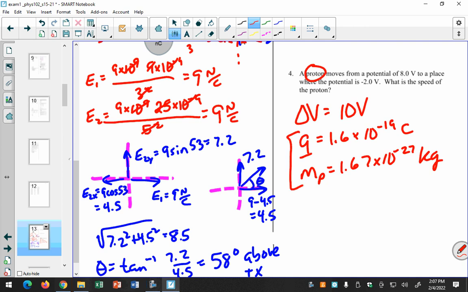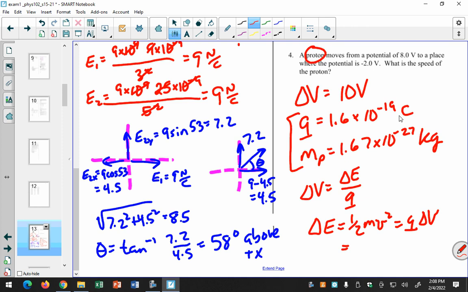And then remember that a potential is equal to a change in energy over a charge, energy per charge, so delta E over Q. So if I want to know my change in energy, which is going to be 1/2 mv squared, is equal to Q times delta V. So now, I'm trying to get to V. However you want to do that, if you want to put in numbers, that's fine. I'm going to go ahead and solve it for V right here. So V is equal to the square root of 2Q delta V over M.